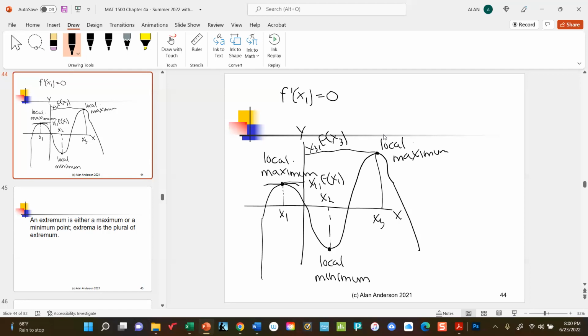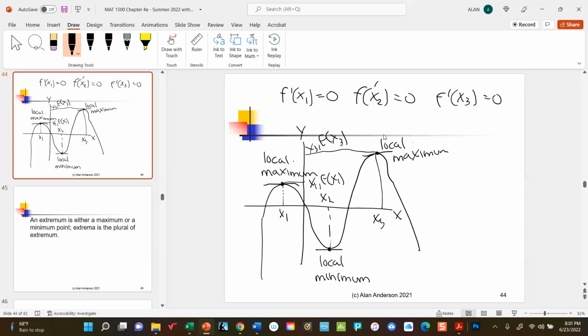Okay, same thing for x2. You can see a tangent line at that point is flat. It has a slope of 0. And then once again, we have the same thing. So that's what these points have in common.